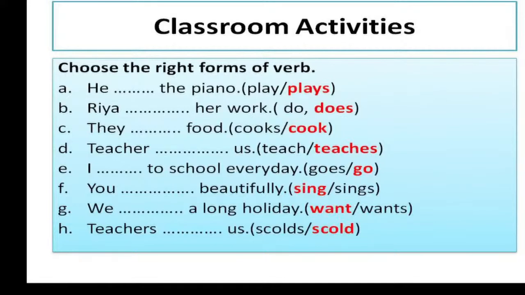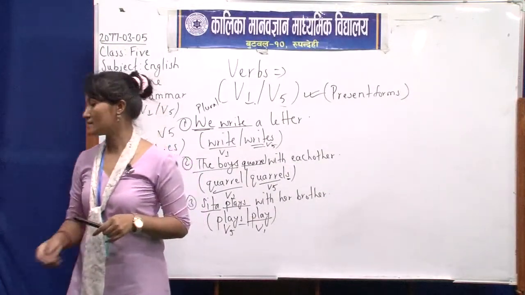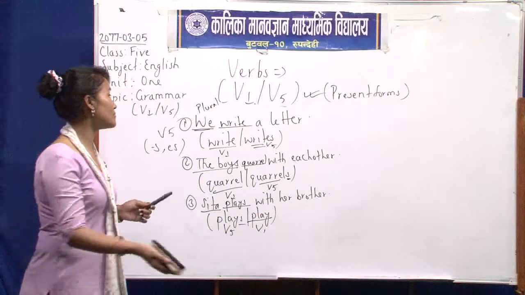We want a long holiday. H number, teachers. In D number there was teacher, and in H number we have got teachers. Teachers, it is a plural subject, so it takes what? Verb 1. Teachers scold us. Okay. Now this is the classroom activity. I guess you are very clear about it. Now once more, please have a look at the board. Once more I am going to explain it very briefly.